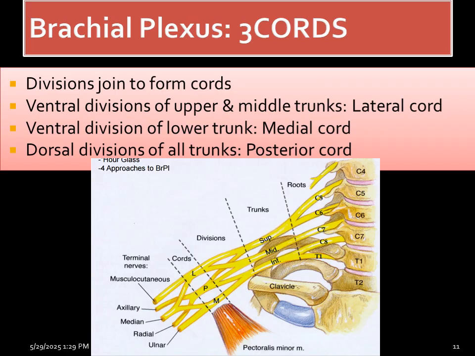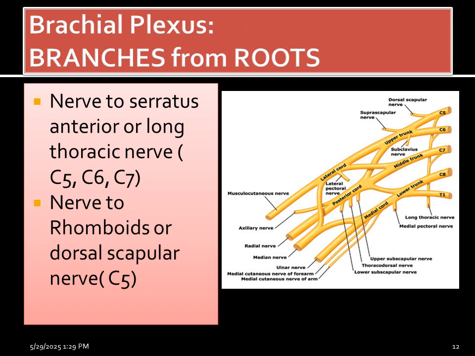The divisions join to form the three cords. The ventral divisions of the upper and middle trunks combine to form the lateral cord. The ventral division of the lower trunk separately forms the medial cord. The dorsal divisions of the upper, middle and lower trunks combine to form the posterior cord. The branches of the roots: the nerve to the serratus anterior is the long thoracic nerve, and the nerve to the rhomboids is the dorsal scapular nerve.